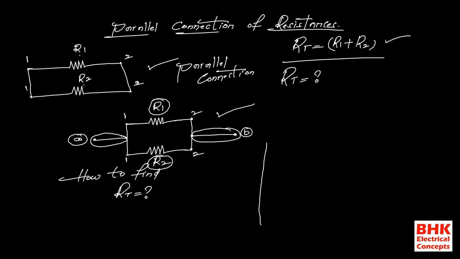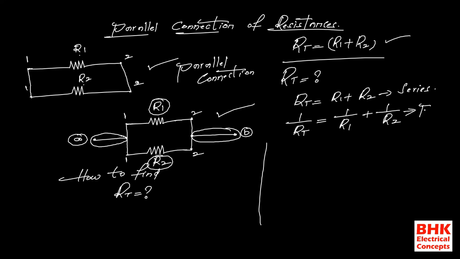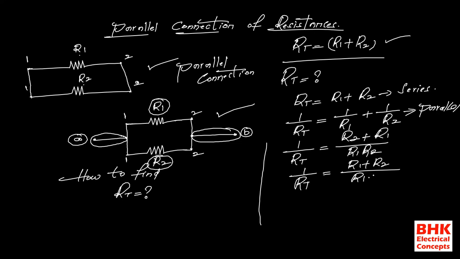So when finding the total resistance in series connection, we directly take RT equal to R1 plus R2. This is for series. But in case of parallel, we always take the reciprocal. So 1 by RT is equal to 1 by R1 plus 1 by R2. This is for parallel. Now simplify: take the LCM. The denominator is R1 R2, and the numerator is R2 plus R1. Clear?